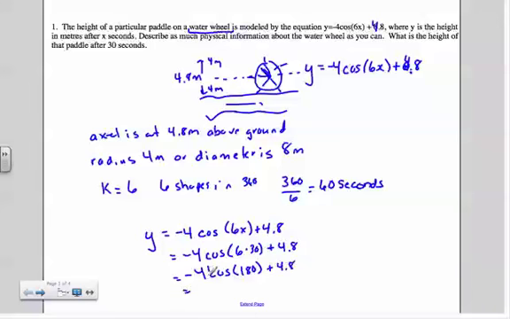Now I'm going to ask my calculator what the cos of 180 degrees is. And you should get -1. So this becomes -4 times -1 plus 4.8. So that gives me 4 plus 4.8, or 8.8 meters. So after 30 seconds, it's 8.8 meters tall. If this is the paddle that we're talking about, it would be 8.8 meters high after 30 seconds.